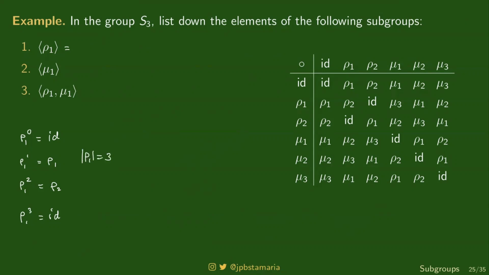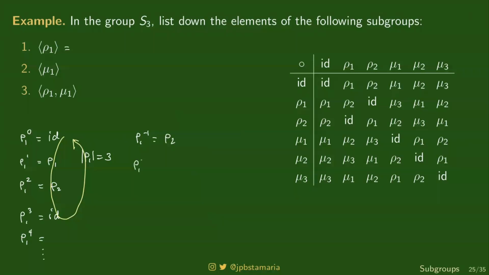Kaya importante yung order. Alam niyo kasi mangyayari, if you keep doing the powers, ano mangyayari lang? Paikot-ikot ka lang sa tatlong to. ID, row 1, row 1 squared, ID, row 1, row 1 squared. Kahit anong powers mo. In fact, if you take the inverse of row 1, anong inverse ng row 1? Row 2.